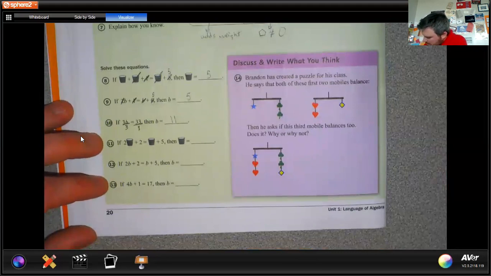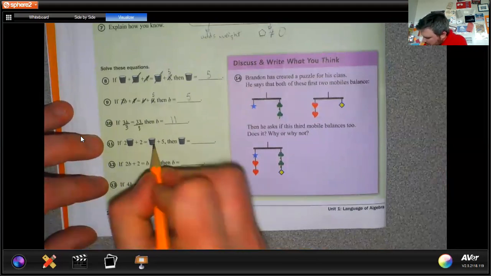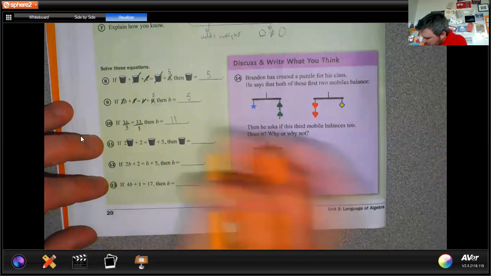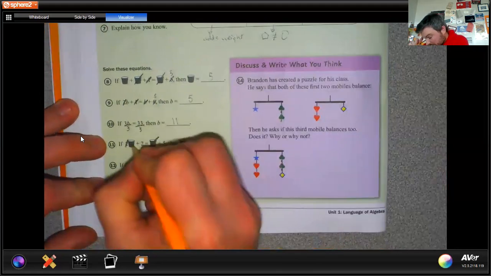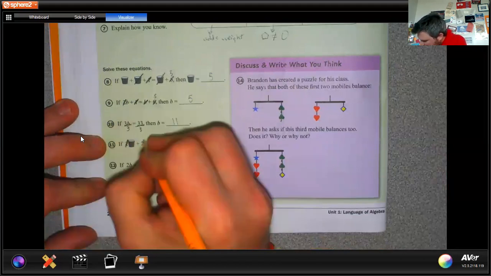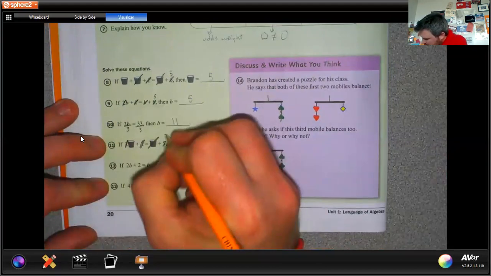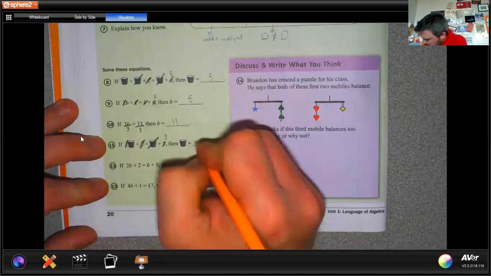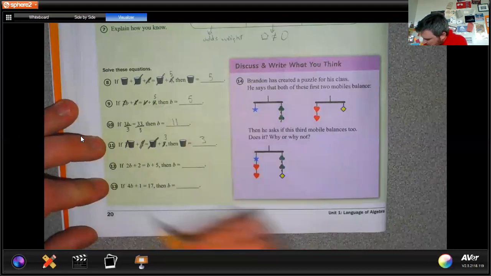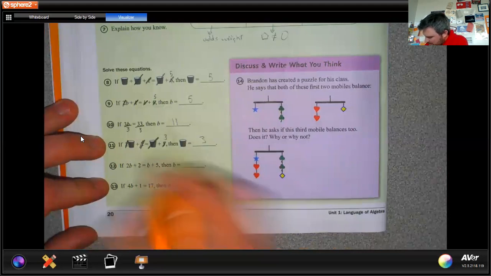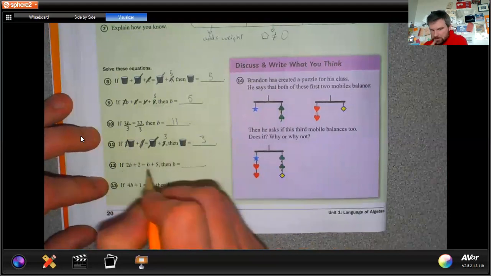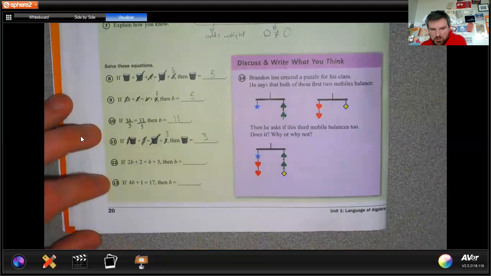If 2 buckets plus 2 equals 1 bucket plus 5, then a bucket equals what? So we're going to cancel a bucket, we get 1 bucket there. Cancel 2, and we're left with 3, so a bucket equals 3. So 2b plus 2 equals b plus 5. Again, these are the same thing. We can do it a little bit differently.